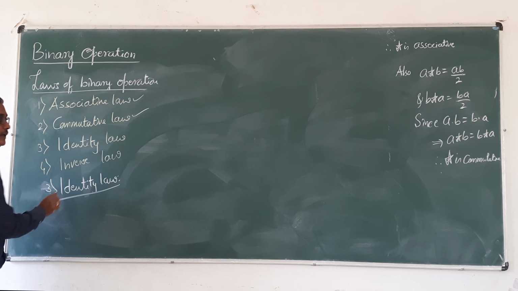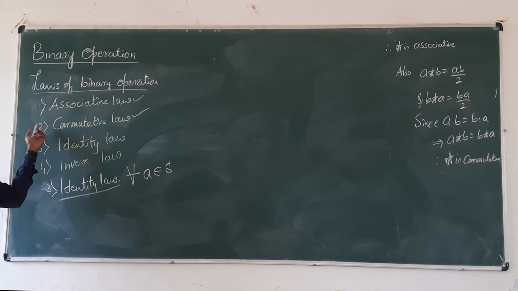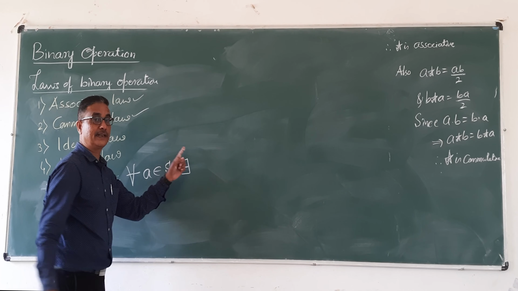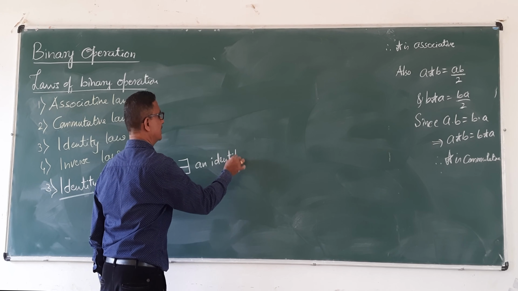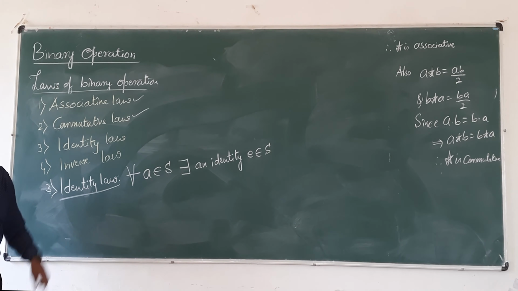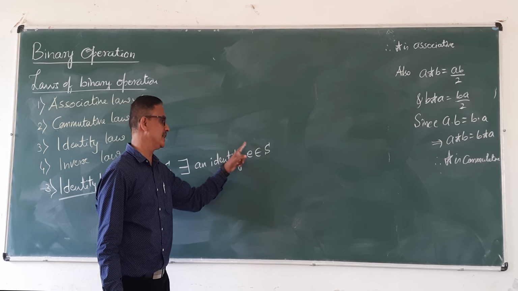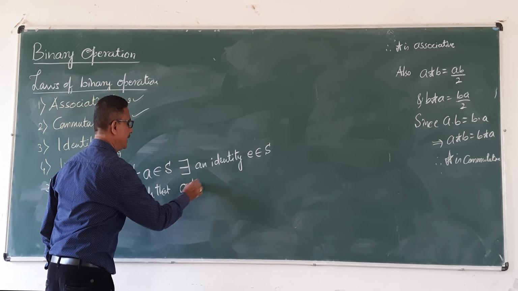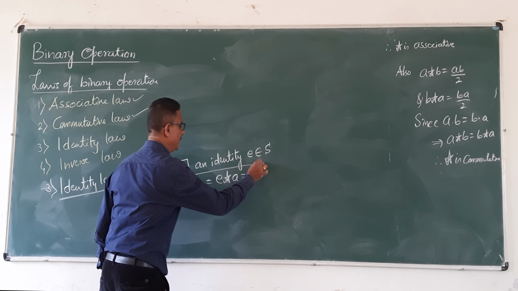Look here. Define identity axiom or identity law. Again, we have a non-empty set S. So for all A belonging to the set, because S is a non-empty set having many elements, take one element, say A. There exists, this is the Greek notation, an identity element, denoted by the letter E, belonging to S, such that A star E is the same as E star A is equal to A itself. This is the definition of identity element.